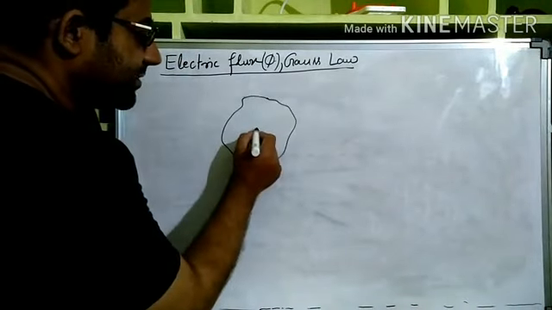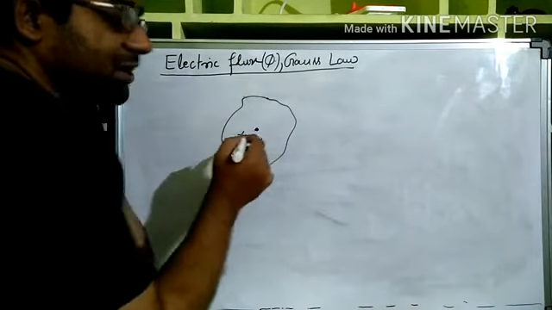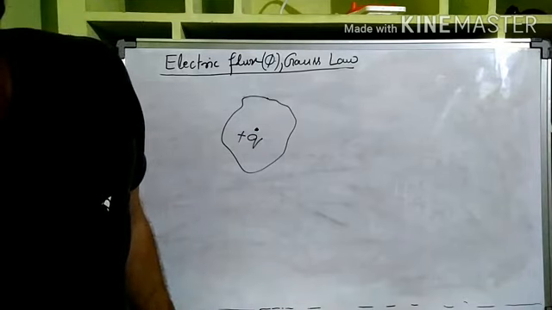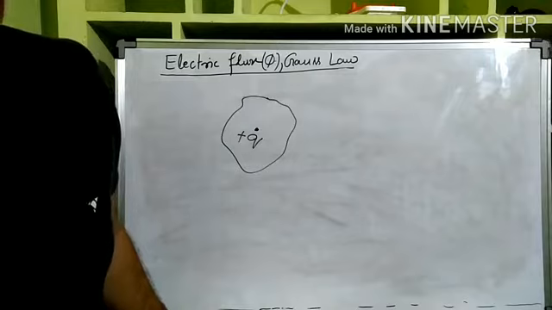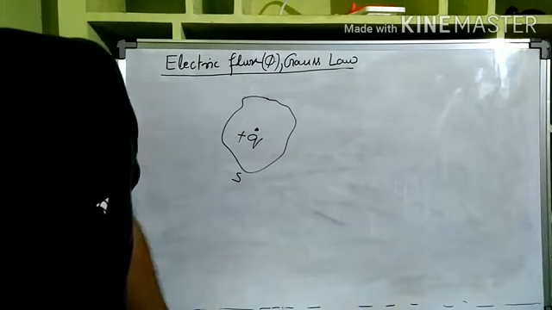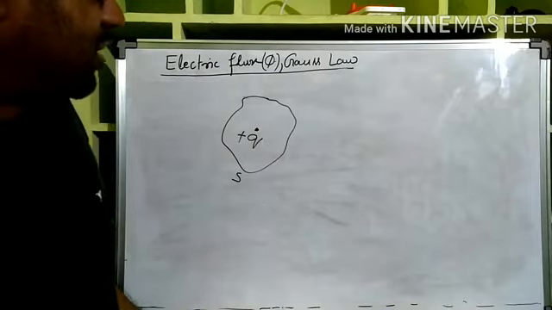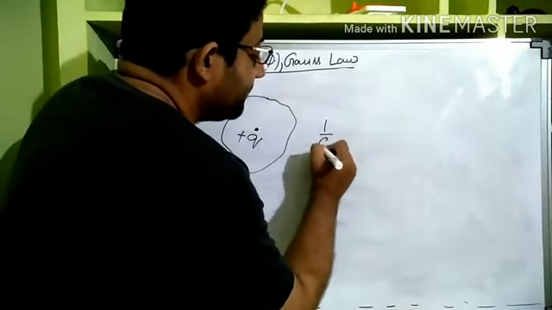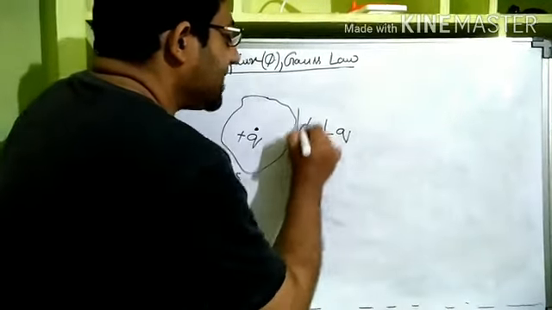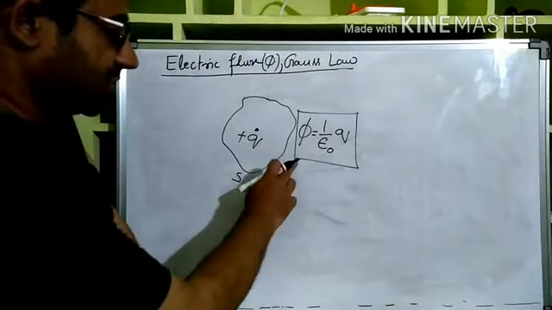Let us say at the center Q charge is there. Let us say plus Q charge is there. Now as per Gauss law of electrostatics, total electric flux over a closed surface S. Let us say this total surface area is equal to S. Then total electric flux over a closed surface S in vacuum is equal to 1 by epsilon naught times the charge enclosed in the surface. This is the mathematical expression of Gauss law.